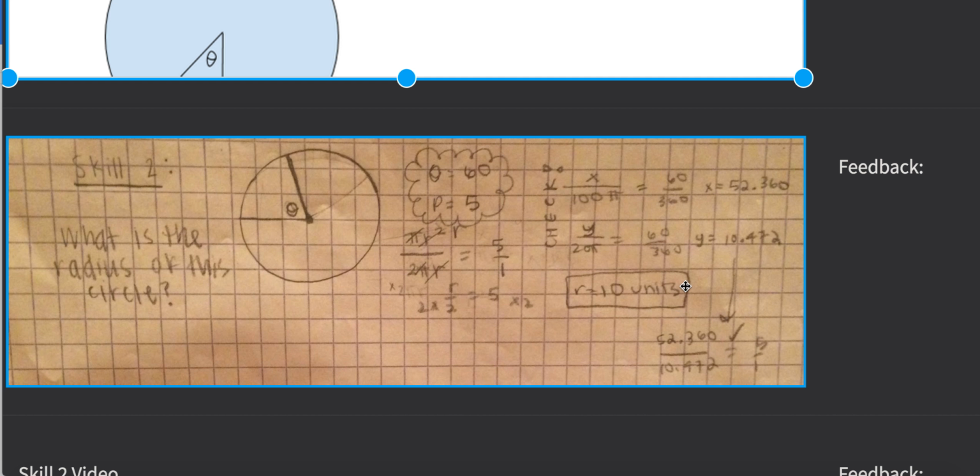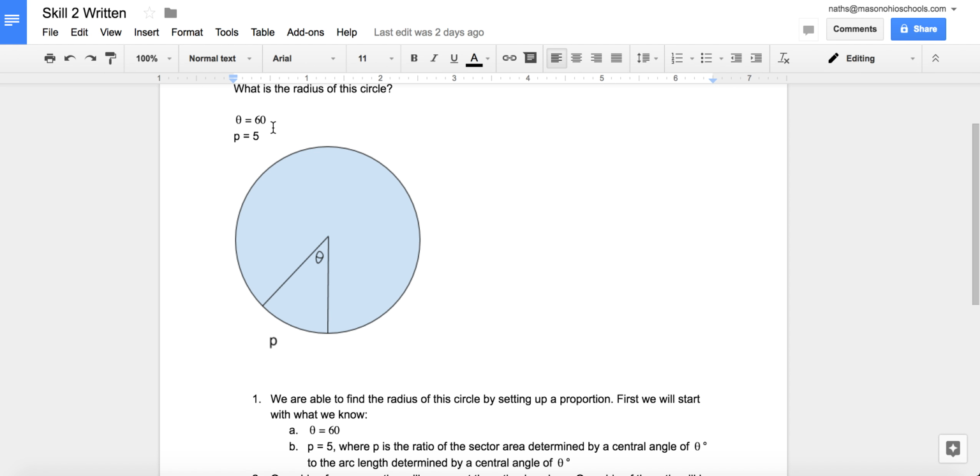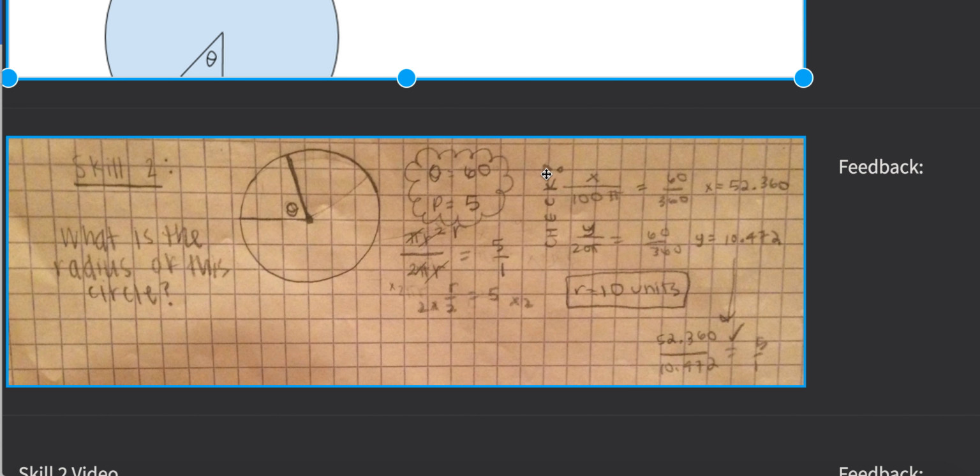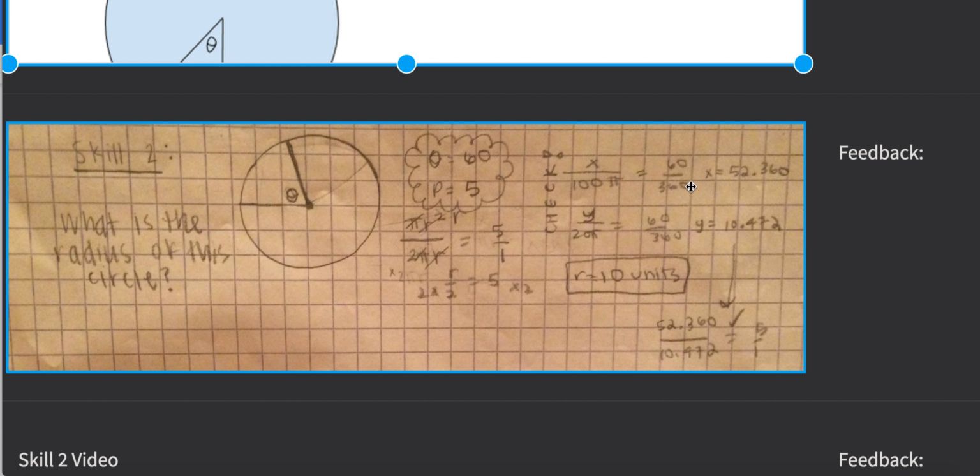Now I wanted to go through and check this in more depth, so I set up another set of proportions in which I utilized theta, because I realized that, of course, you're given theta. I wanted to be able to use that in my problem and make sure that what I'm doing is correct. So what I had was x over 100 pi, which we are assuming that the radius is 10. So x over 100 pi is equal to 60 over 360.